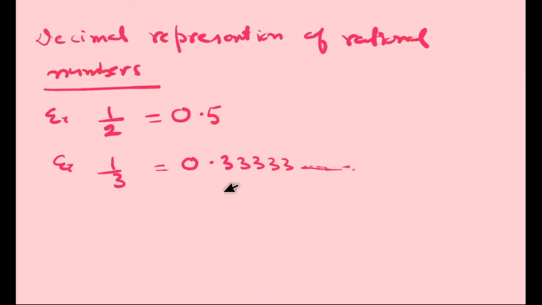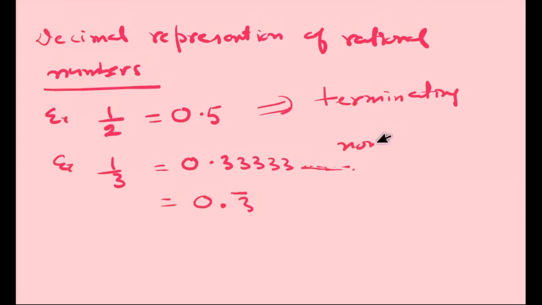Now it is a repeating decimal number, a periodic number. It can be written as 0.3 bar, meaning the digit 3 is repeating. The first is a terminating value, its end is known, and this one is non-terminating.